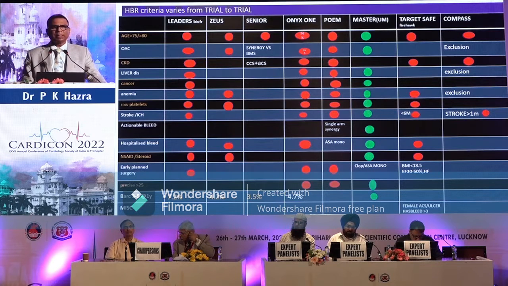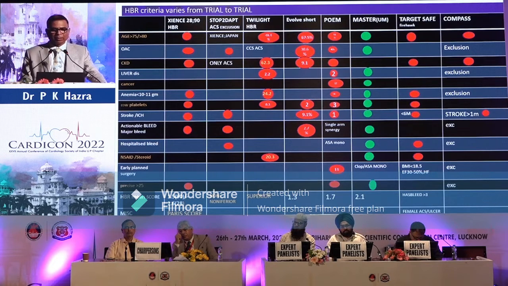Now, TARGET SAFE is a huge trial of a Chinese stent. They even persuaded the American Martin Leon to conduct these trials with the FireHawk stent. They have included separate things for HBR, which are different from the ARC-HBR criteria, like BMI. They have included female patients, ACS, ulcer, and HAS-BLED score also. So we have the GIANTS trial, the TWILIGHT HBR trial, which has been published recently, and EVOLVE Short DAPT and the POEM trial with Synergy. They have some issues, like being a single arm trial rather than randomized, and some have taken different considerations.